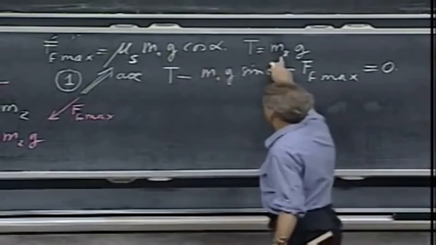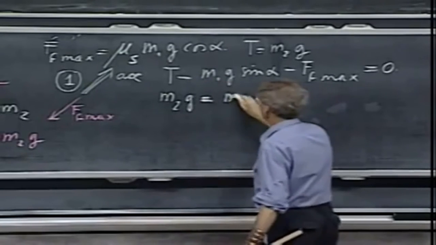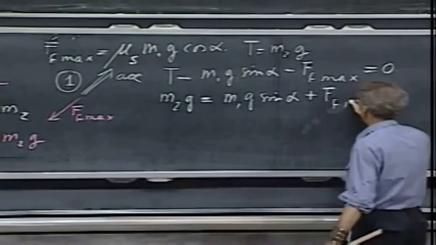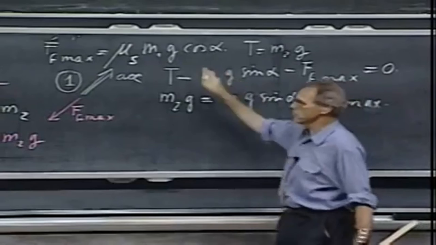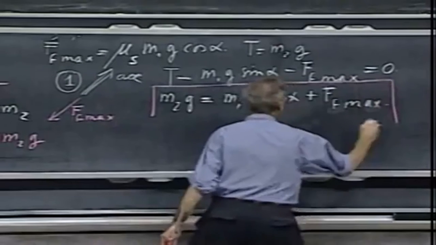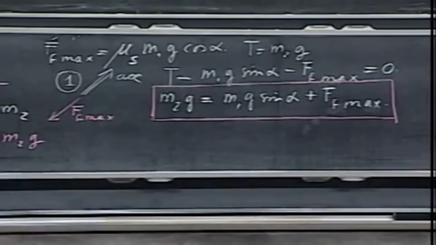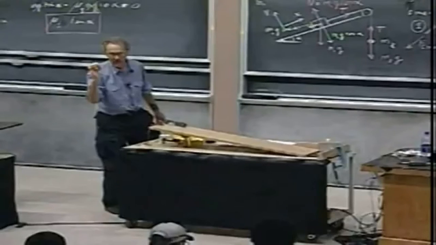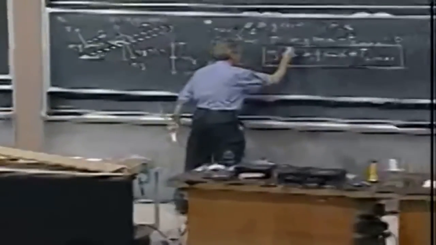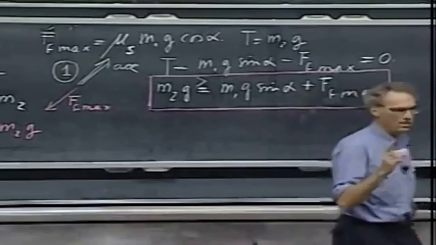Now I know what T is, that is m2g. So m2g equals m1g sine alpha plus the maximum frictional force, which is this value. So this is just at the moment that it wants to start sliding. Therefore, if I make mass m2 a hair larger, just a hair, it will go. And therefore, the moment that I make this a larger than sign, I know that it's going to accelerate uphill. That's the criterion for going uphill.